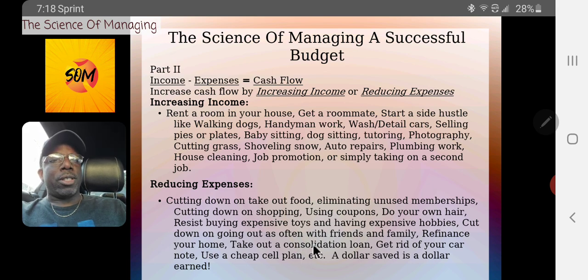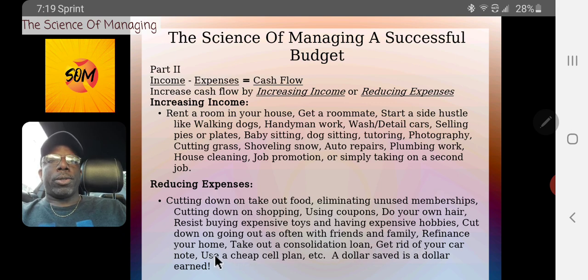Resist buying expensive toys. You know what that is. That hoverboard. You don't need that. That motorcycle. Do you really need it? Especially if your finances are not in order, don't waste your money on that stuff. Okay? Going out with your friends and family members, that all costs money, you guys. Cut down on that.